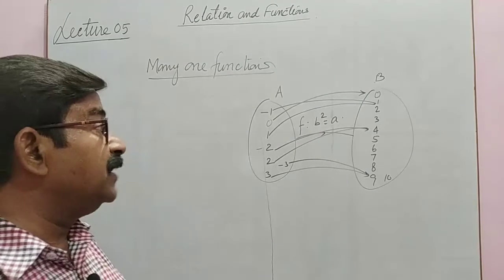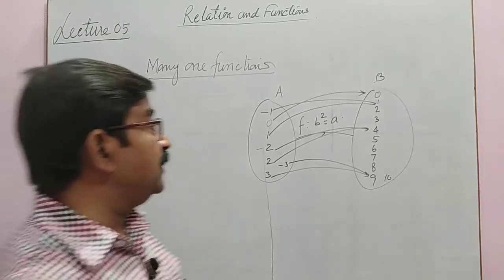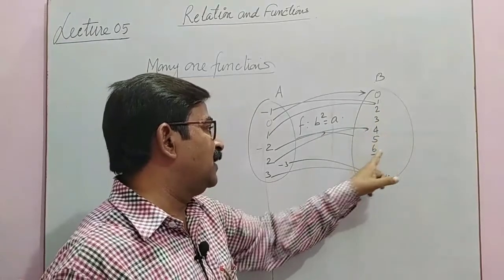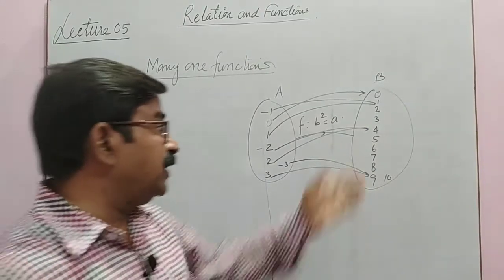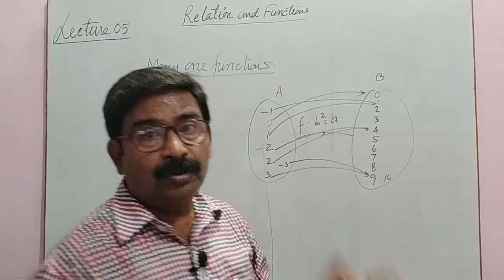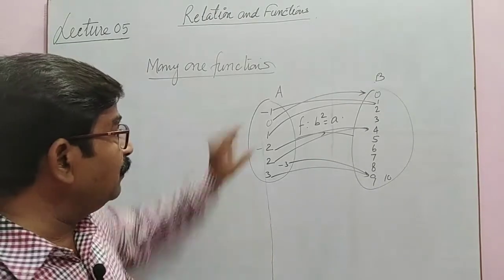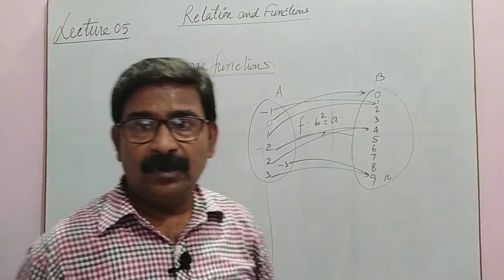And see, is it onto or into? Clearly it is into, because so many elements like 2, 3, 5, 6, 7, 8, 10 are left in the second set. So it is into. So try to understand, this is a many-one into function. Many-one means many to one. Got it?